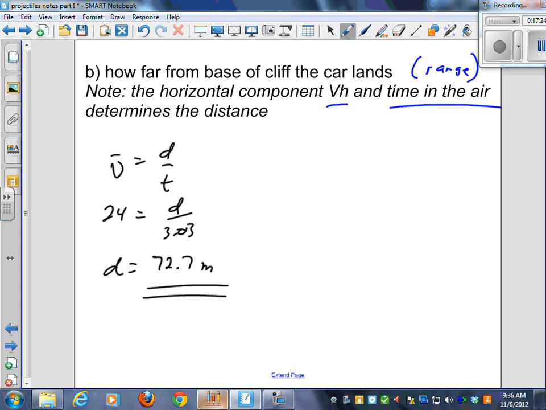Pretty far. Could you work backwards if you knew the height of the cliff and you knew how far away the car landed? Could you figure out how fast it was going when it left the cliff? And that might be something that an accident reconstructionist might be interested in, right? Is knowing how fast the car was going.